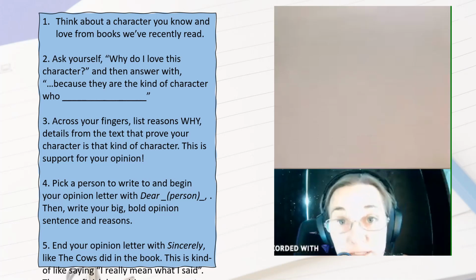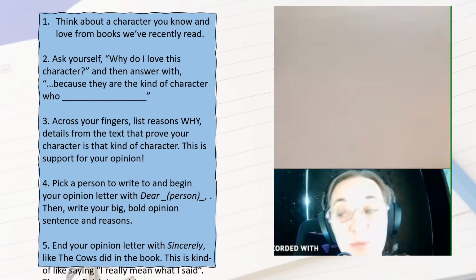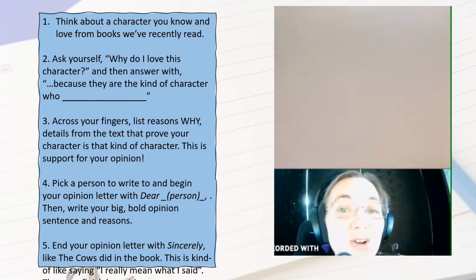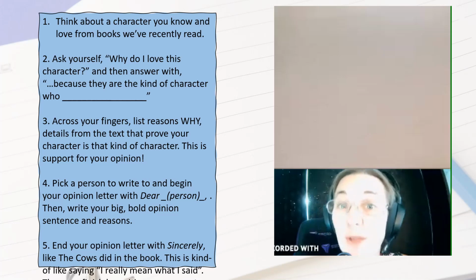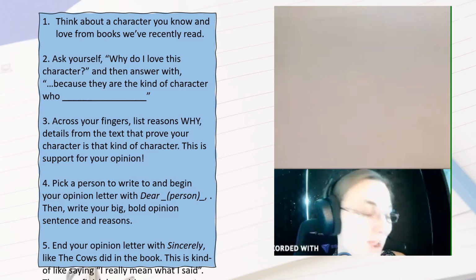Now I can move on to step 4. Pick a person you want to write to and begin writing your opinion letter with Dear Person. I'm going to write to my daughter, Zoe, because she's been so helpful to me right now. So I'm going to write to her. So now I'm ready to put my pen to my paper and start writing.